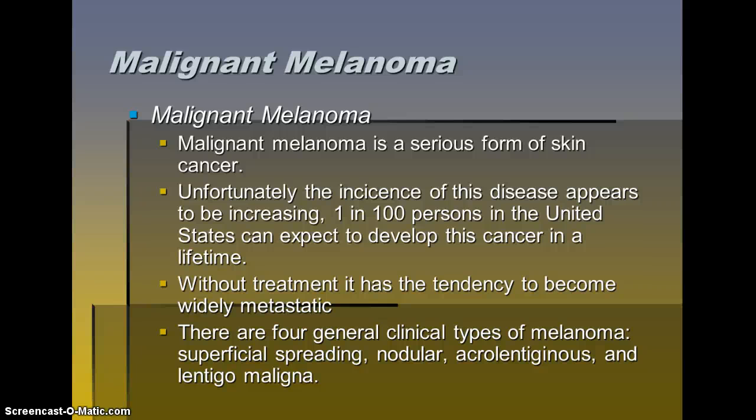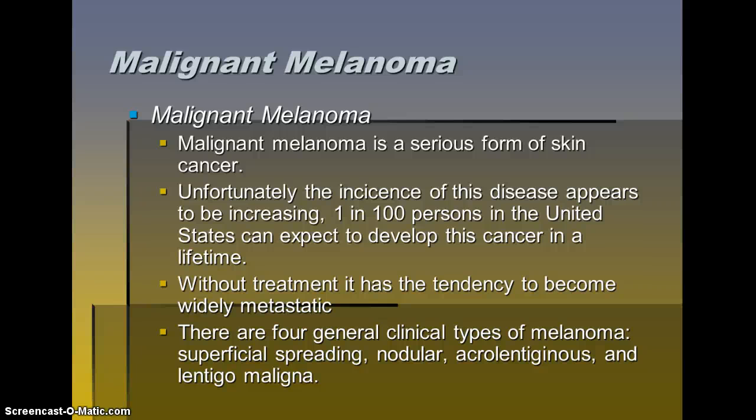About 1 in 100 people in the United States can expect to develop melanoma in their lifetime. Without treatment, it has the tendency to spread very quickly and to be metastatic. So think back, metastatic means that it's going to affect various areas of the body and different organ systems. The problem is that it's often easy to ignore a skin lesion, or you can have it in a place you don't see, like your back, on your butt, in your hair, that you don't check regularly.